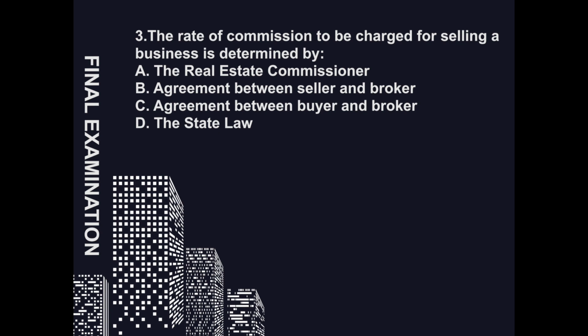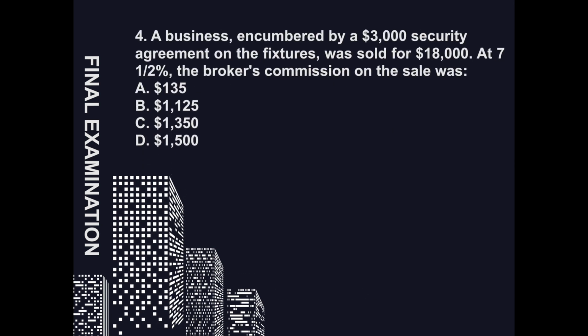The rate of commission to be charged for selling a business is determined by agreement between seller and broker. A business, encumbered by a $3,000 security agreement on the fixtures, was sold for $18,000. At 7.5%, the broker's commission on the sale was $1,350.